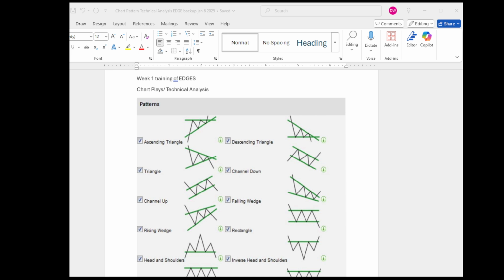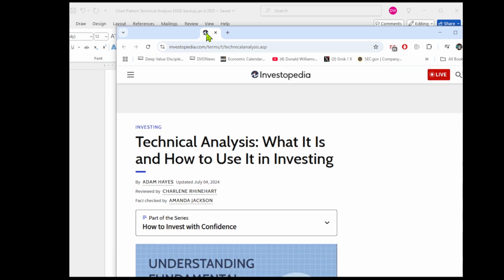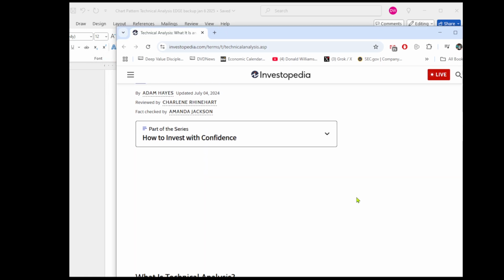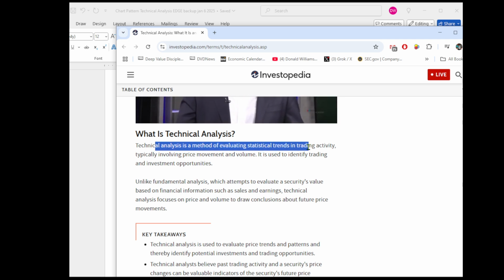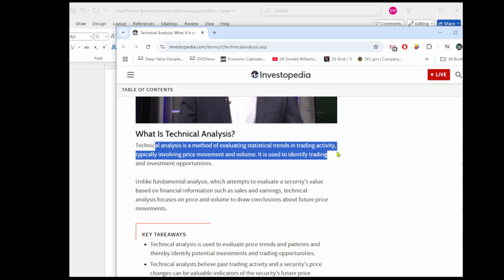But before I do that, I want you to understand the definition of technical analysis. Again, all you have to do is go to Investopedia and type in technical analysis. And it says technical analysis is a method of evaluating statistical trends in trading activity, typically involving price movement and volume. It is used to identify trading and investment opportunities.